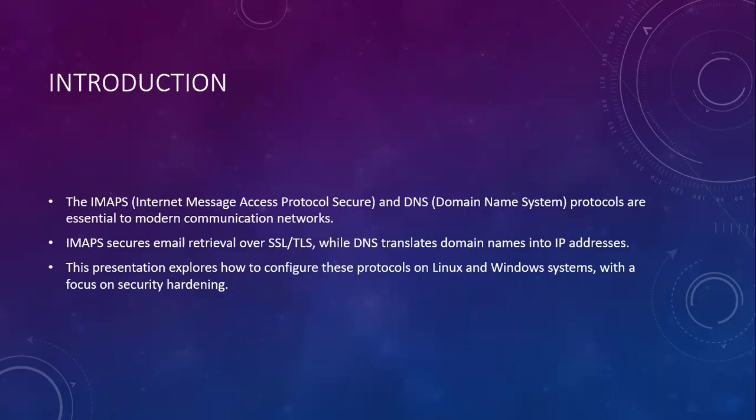IMAPS is used for secure email retrieval, while DNS translates domain names into IP addresses. And they are both targets for attackers: IMAPS for credential theft and DNS for redirection attacks.